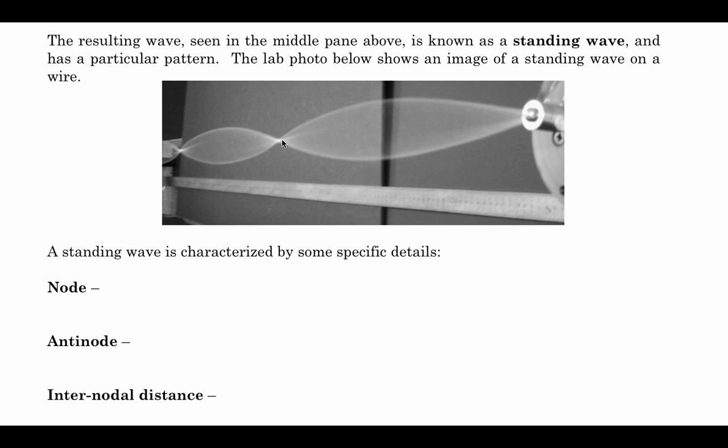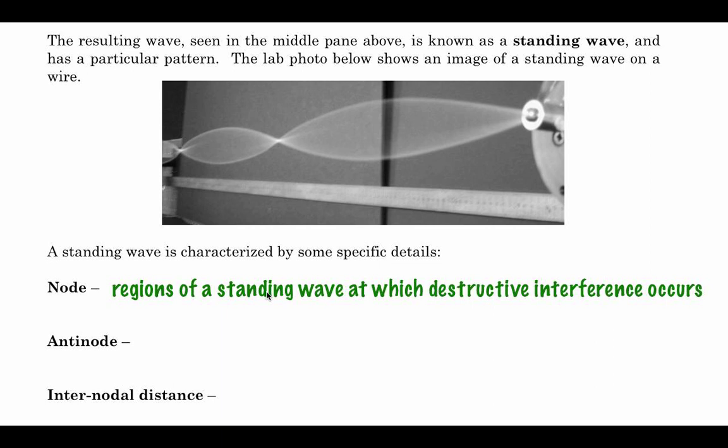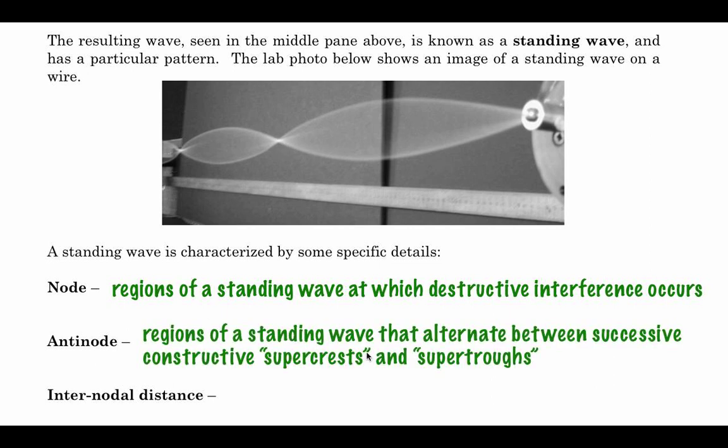Now, this spot right here, which is a node, the string in this example wouldn't be moving at all, but here the string would have maximum movement. So let's talk about some of these specific details. A node is a region of a standing wave at which destructive interference occurs. So the waves are basically tearing each other down at this point. An antinode is a region in a standing wave that alternates between successive troughs and crests, and this is where constructive interference occurs. So the two waves have really built each other up here and here.